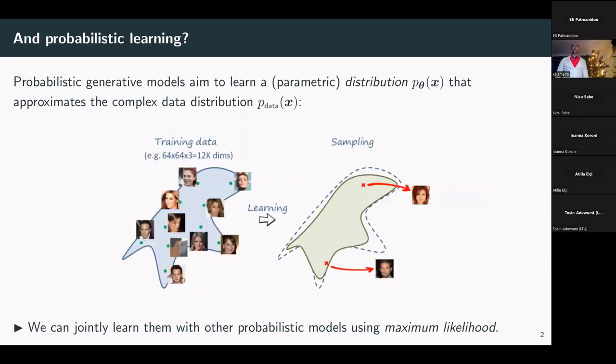One may wonder why we focus part of our research on probabilistic learning. Probabilistic learning aims to estimate a bunch of parameters of a data distribution, this P theta, which is the learned distribution, that will approximate whatever complex data distribution that you have from the data. And of course, if you learn this properly, you could sample from it. But more importantly, what is very interesting with these probabilistic models is that once you have learned one of them, you can combine it with another and maybe learn the second one, or learn the two of them jointly, always using this general principle of maximum likelihood.